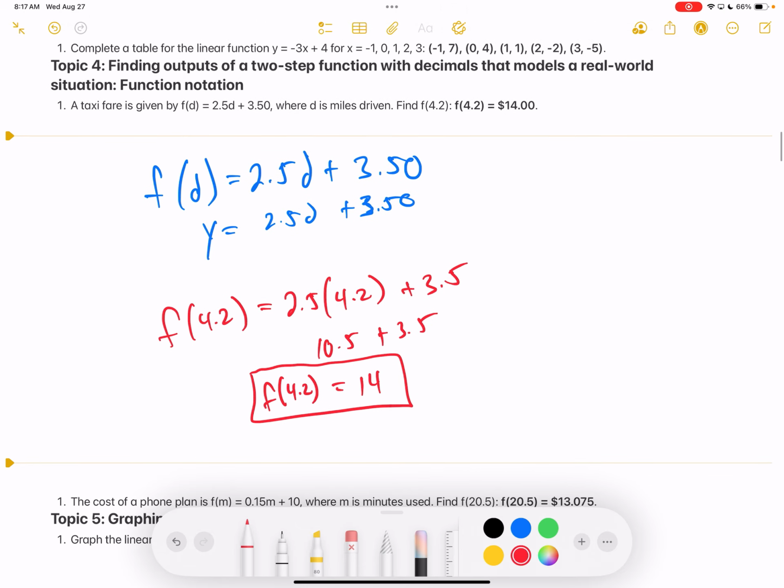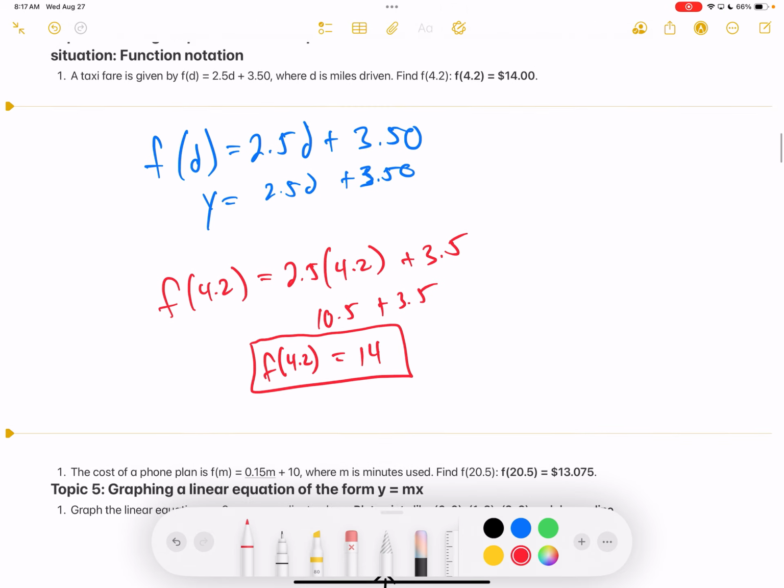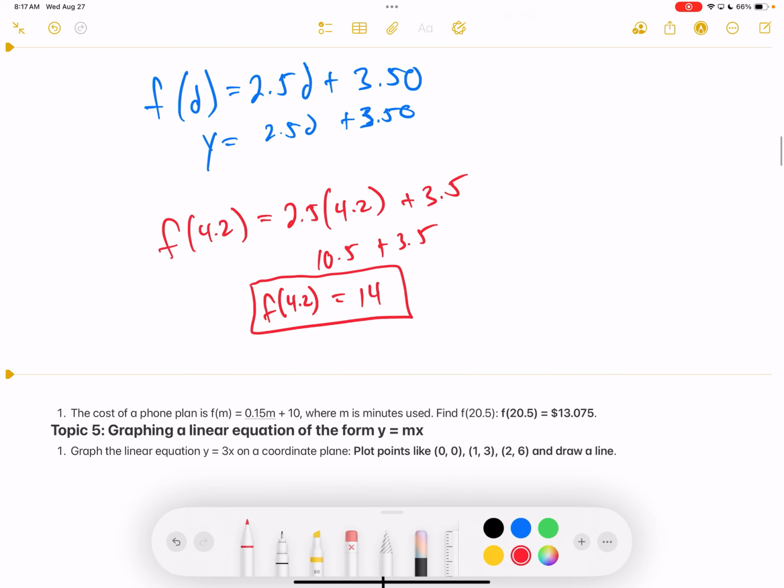But I think that's like the only thing we're doing really with functions right now. Maybe do a different notation graphing. We'll talk more about functions later.